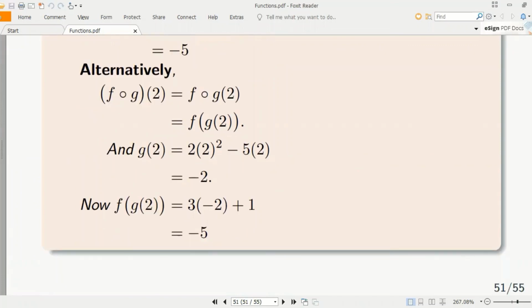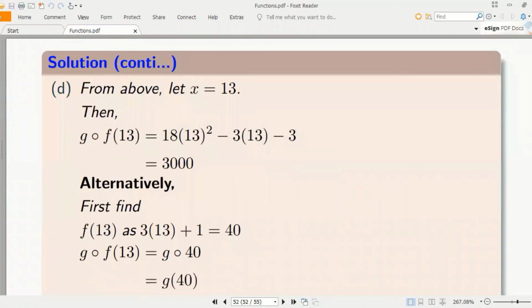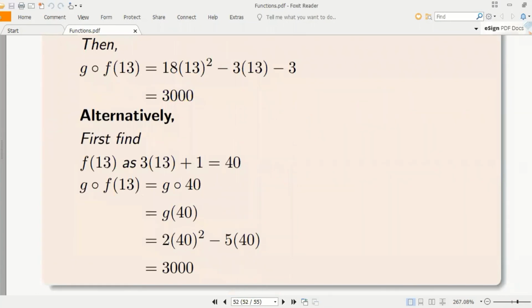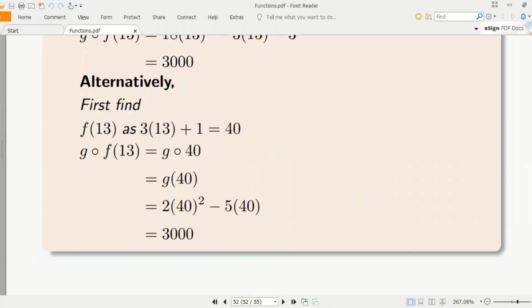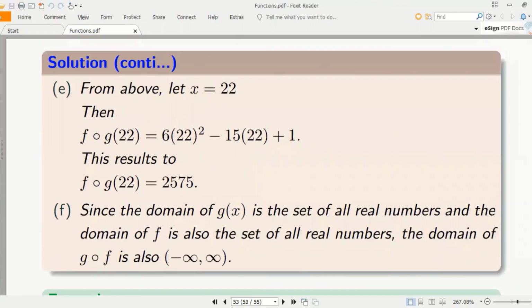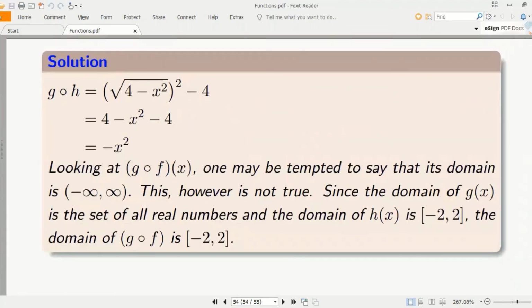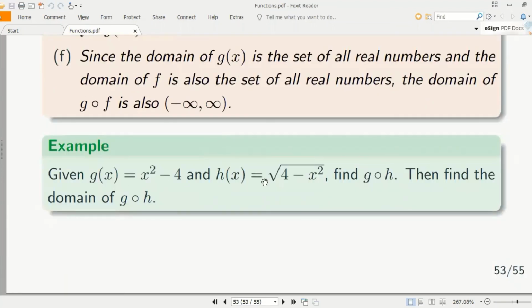Now, for the rest of the questions, I just show you my answers. You try yours and see what the deal is, because that one is very easy. I just show you my workings for the rest of the questions. And this other one says that given this and this, find G composite H, then find the domain of this. I show you my working, and you can follow that.